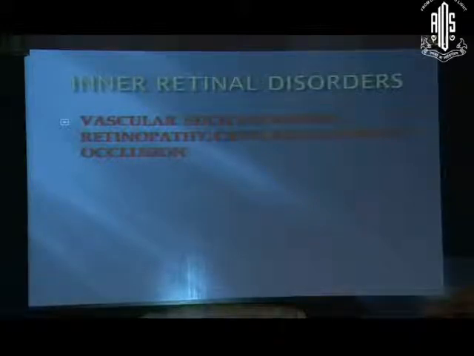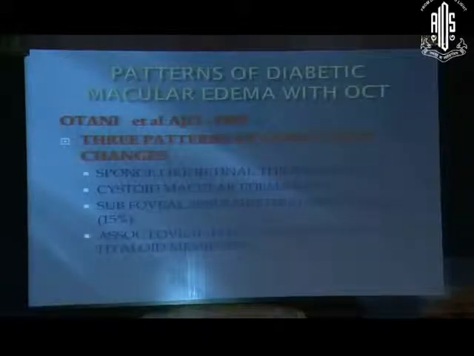Of the inner retinal disorders, the most common are the vascular disorders such as diabetic retinopathy, central retinal vein occlusion, branch retinal vein occlusion, and arterial occlusions. See, in diabetics, there are different patterns which are described. Most commonly seen is a sponge-like retinal thickening and cystoid macular edema. There may be presence of a subfoveal serous detachment, and there may be associated foveal TRD or taut posterior hyaloid membrane resulting in vitreomacular retraction, which may not be evident otherwise.